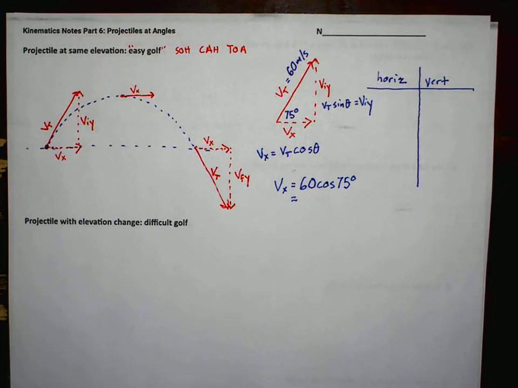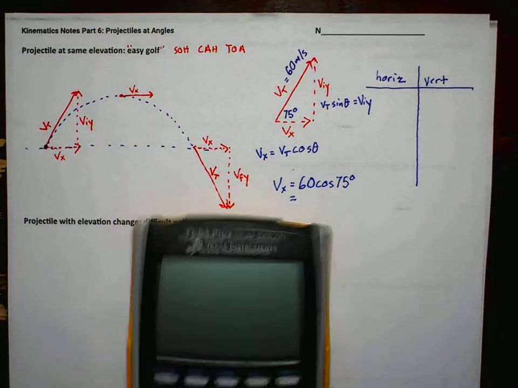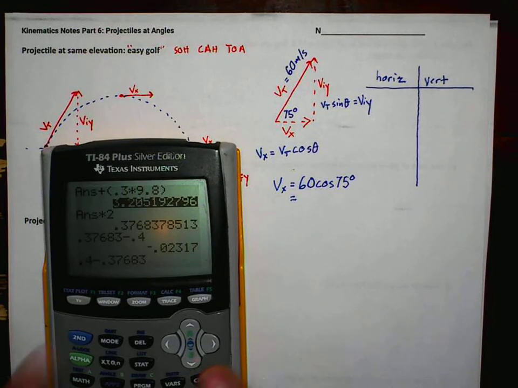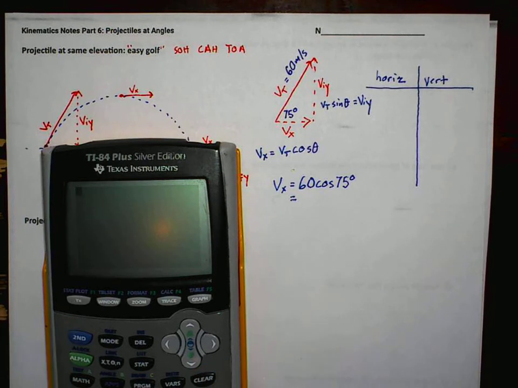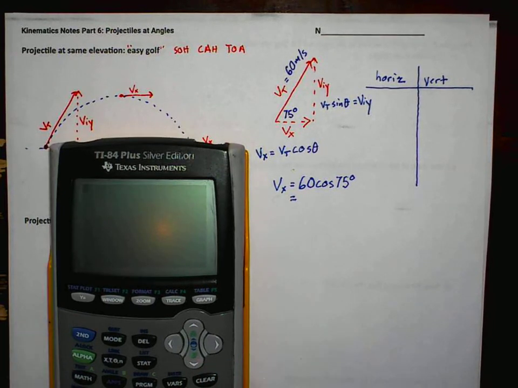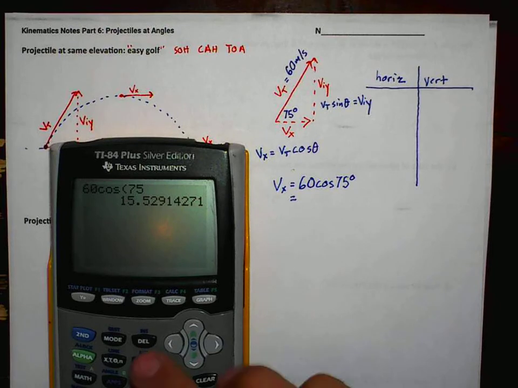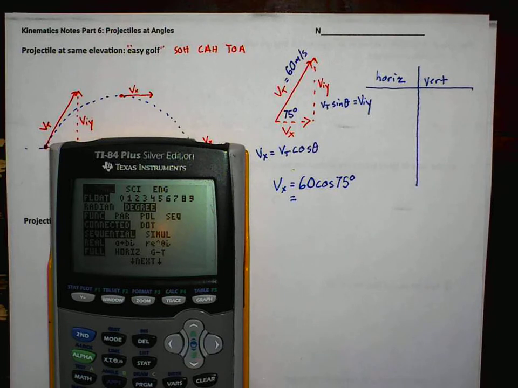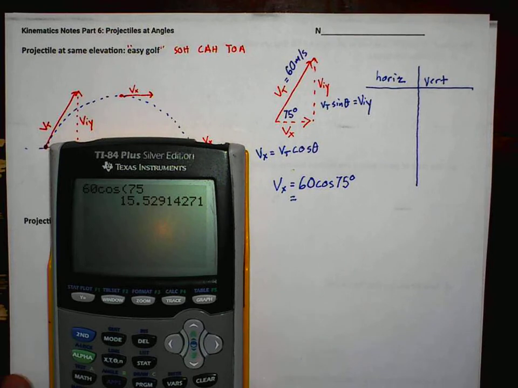Okay, so we fire up our handy dandy TI-80 whatevers. Okay, 60 cos 75. And we get 15.5. 15? I got 55. Okay, now, ooh, did I do mistake number 2? Let's see. Mode. Nope, I'm in degrees. Oh, wait, never mind. That means it's 60 cos 75. Okay, punch that in. Should be 15.5.